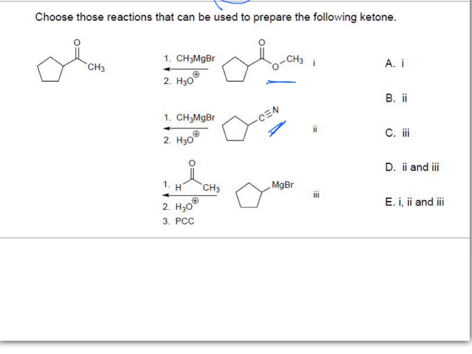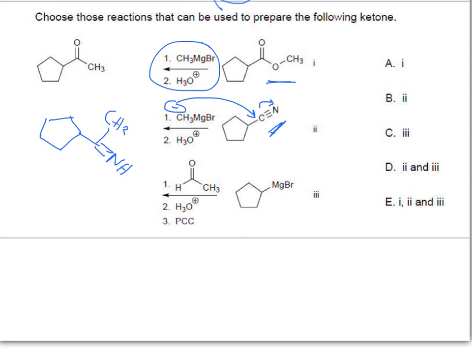So in the first case, since they do not say excess, yes, the first one is going to give you the ketone. The second one is going to give you a ketone as well, because the methyl is going to just add. Electrons are going to move. You're going to end up with an NH and a CH3. And then the double bond is going to cleave when you do the hydrolysis. So both 1 and 2 are going to give you the product.